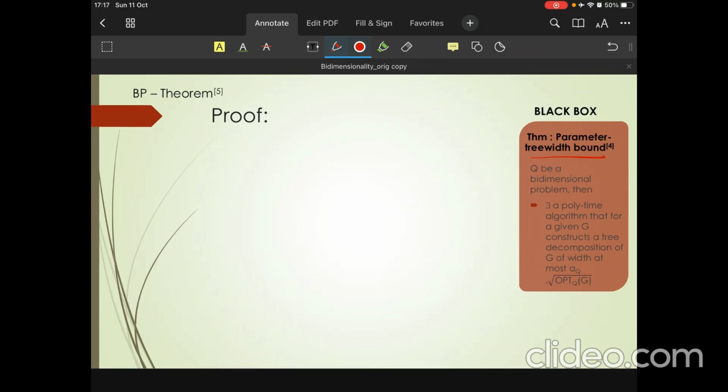Okay, so we now give the proof of the BP theorem, taking in the black box as a parameter the tree width bound, and specifically the constructive part of the algorithm. So we say that we can construct a tree decomposition of graph G, where the width of the tree is less than or equal to alpha times the optimal value of G. We are omitting Q for the sake of convenience. So alpha is totally a function of Q. It doesn't depend upon G.